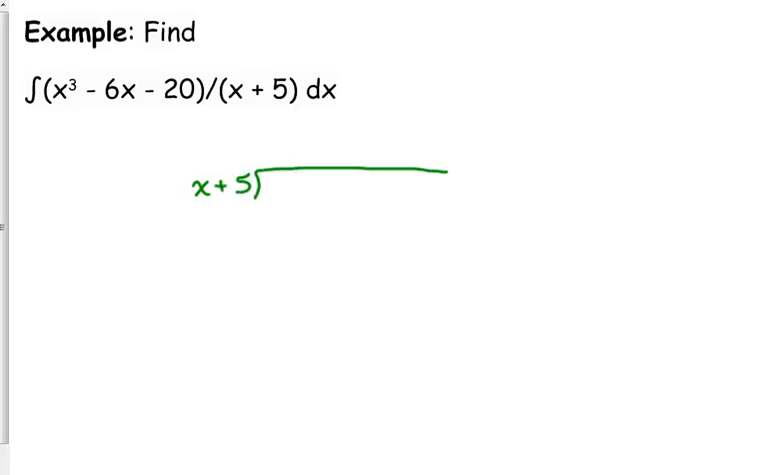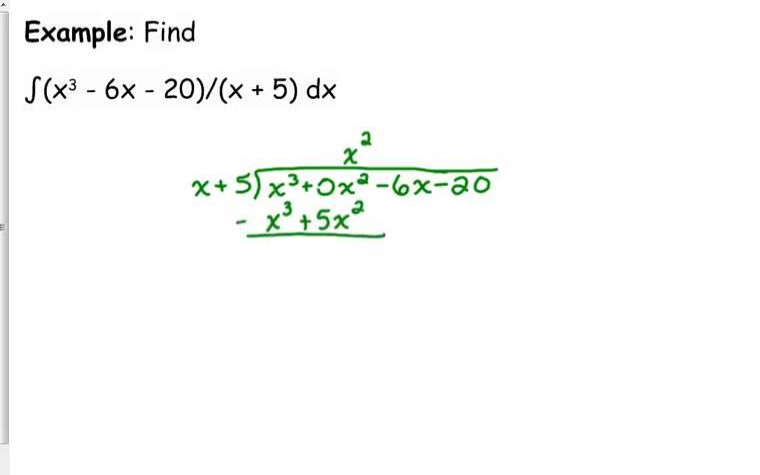So we are going to divide x plus 5 into x cubed. It's missing the x squared, so I'm going to put a placeholder in there. Minus 6x minus 20. So x cubed divided by x is x squared. X squared times x is x cubed. X squared times 5 is 5x squared. When we subtract, 0 minus 5 is negative 5x squared. Bring down your other terms.